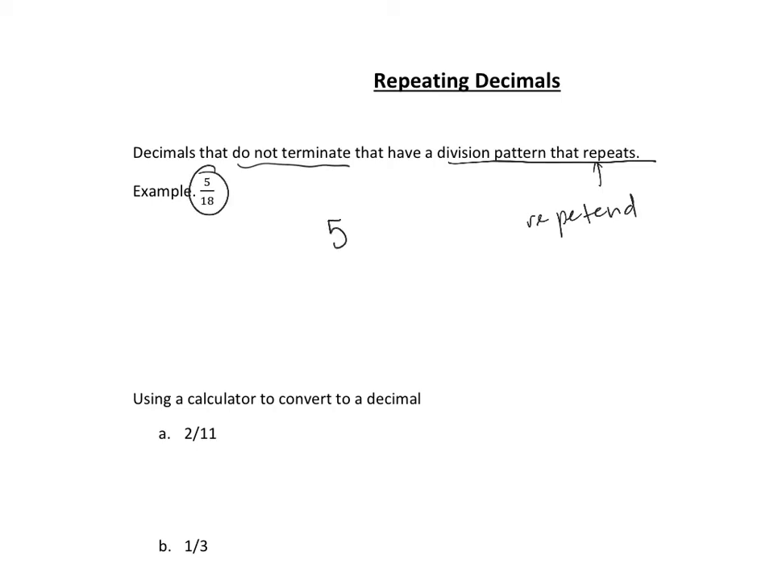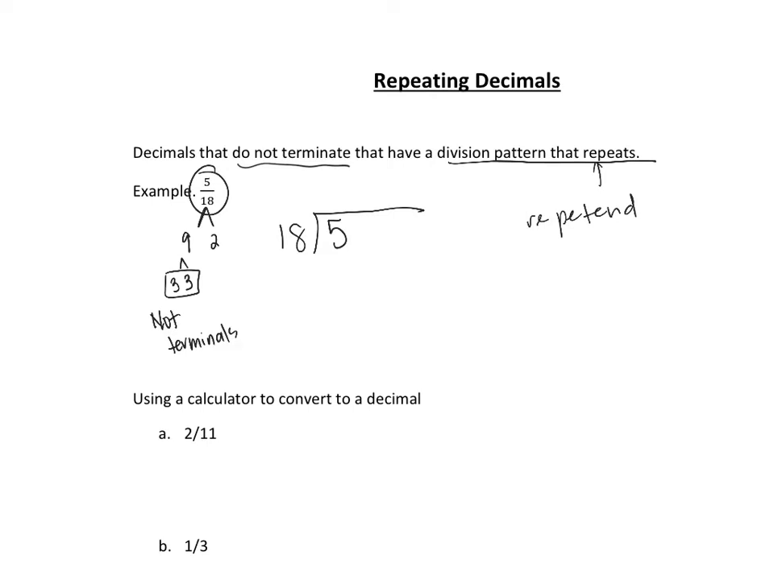We could take the 5 divided by 18, because at first glance I already recognize that this is not going to be a terminating decimal because it doesn't have all prime numbers on the bottom, the denominator, being 2s and 5s. It has these 3s as well. So I know that it's not a terminating decimal like we talked about two lessons ago. So we're going to work on dividing this to see what happens.